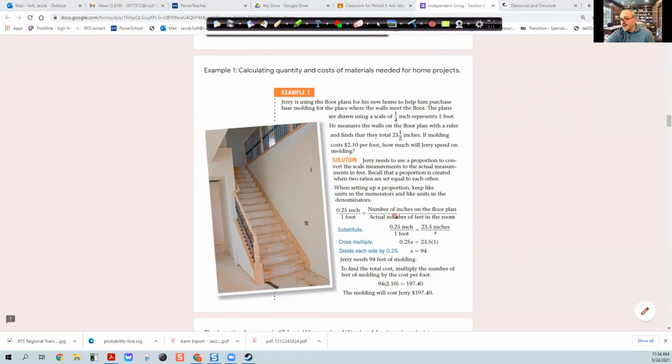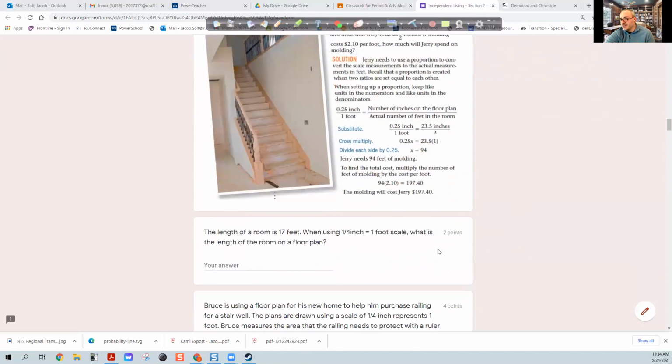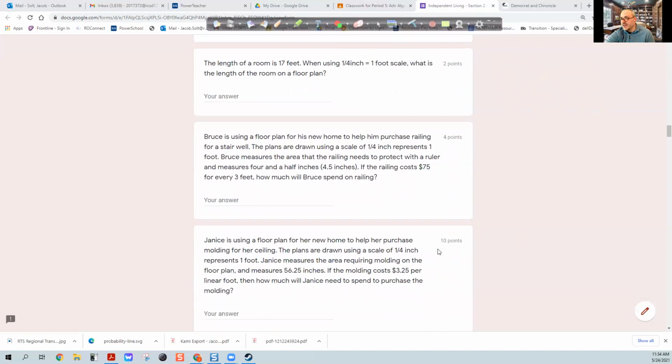All right, let me see if I have any practice ones we'll do together. Yes, I have one practice one we'll do together. The length of a room is 17 feet. When using a 1/4 inch equals 1 foot scale, what is the length of the room on a floor plan?